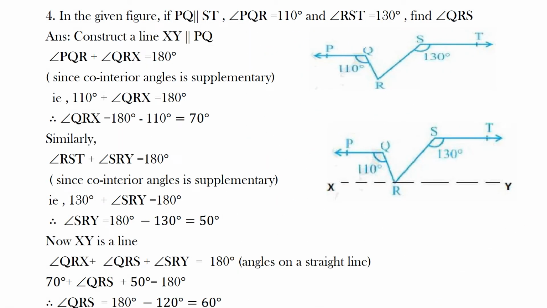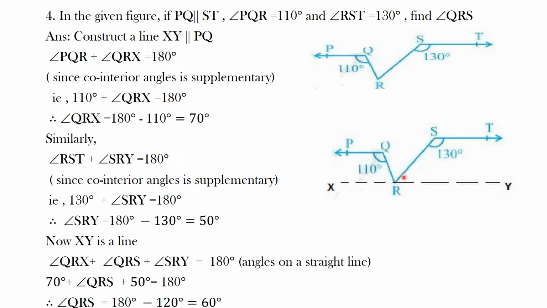Question number 4. In the given figure, PQ is parallel to ST. We can see PQ and ST, they are two parallel lines. Angle PQR is equal to 110 degree and angle RST is equal to 130 degree. Find angle QRS. We need to find angle QRS.